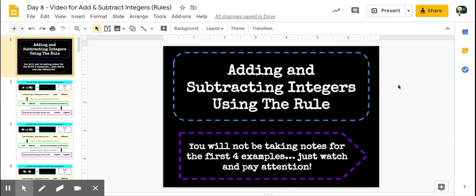Our last lesson, we were focusing on using counters to add and subtract these positive and negative numbers. And today we're going to be focusing on the rules.